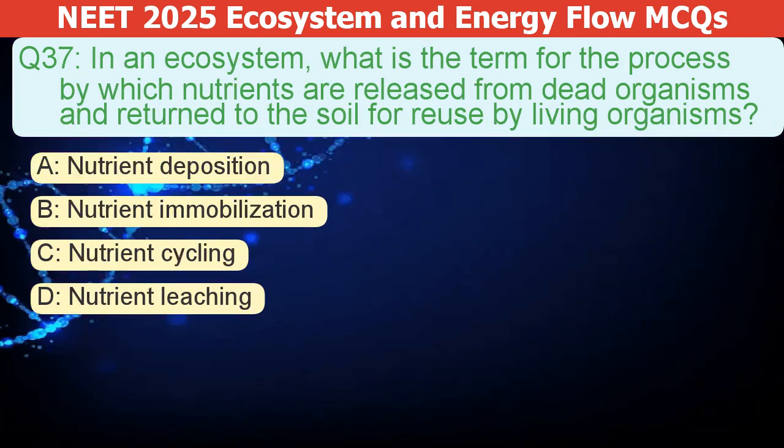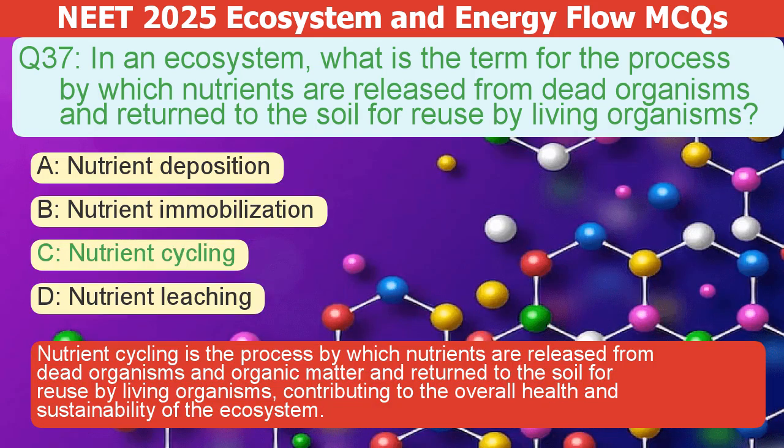In an ecosystem, what's the term for how nutrients from dead organisms get back into the soil to be used again? A. Nutrient deposition. B. Nutrient immobilization. C. Nutrient cycling. D. Nutrient leaching. The correct answer is C. Nutrient cycling is the process by which nutrients are released from dead organisms and organic matter and returned to the soil for reuse by living organisms, contributing to the overall health and sustainability of the ecosystem.